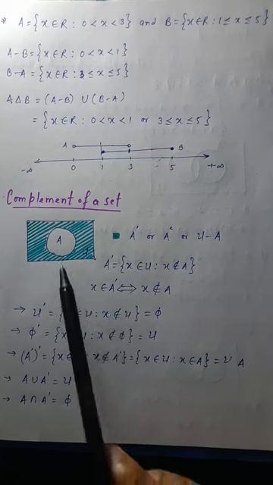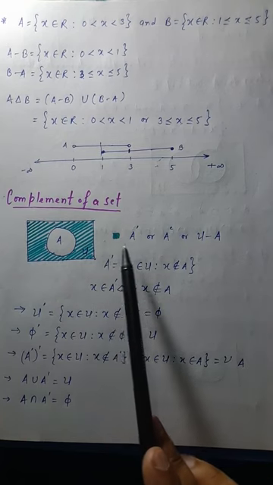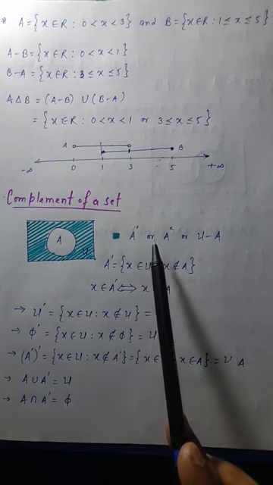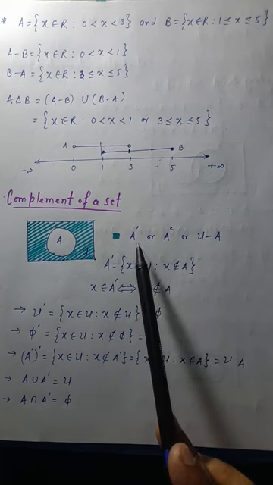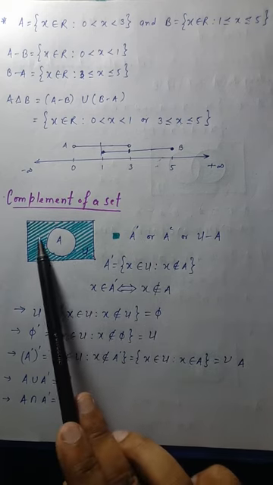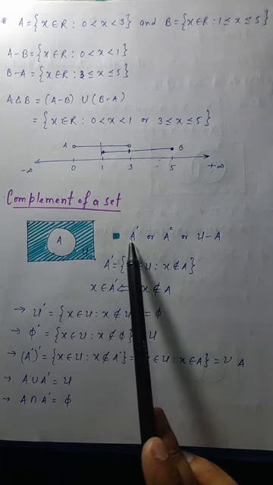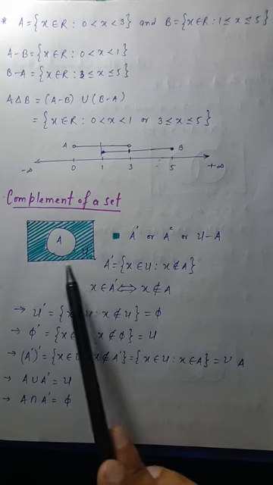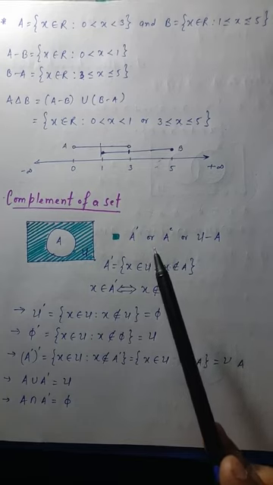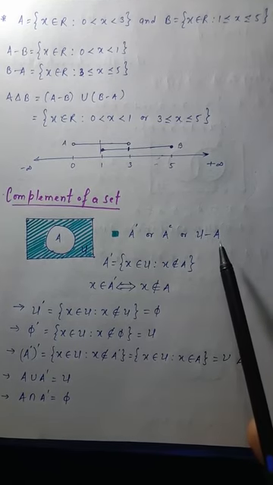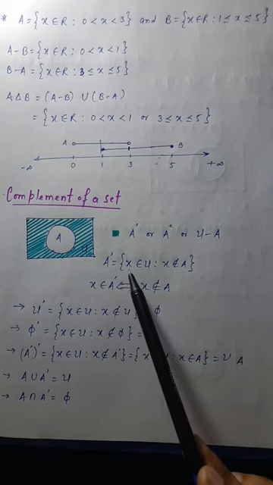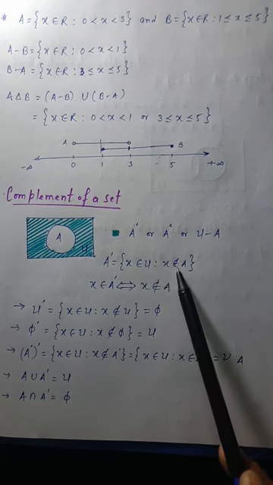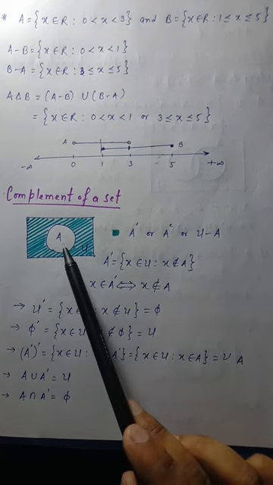Now come to complement of a set. So complement is dash or C, so A dash or A C. Complement of a set means you leave that set and shade the whole part. So A dash means elements which do not belong to A but belong to U. So we can also say that A dash means U minus A, or A dash is equal to x is an element which belongs to universal but does not belong to set A. So this is A dash.